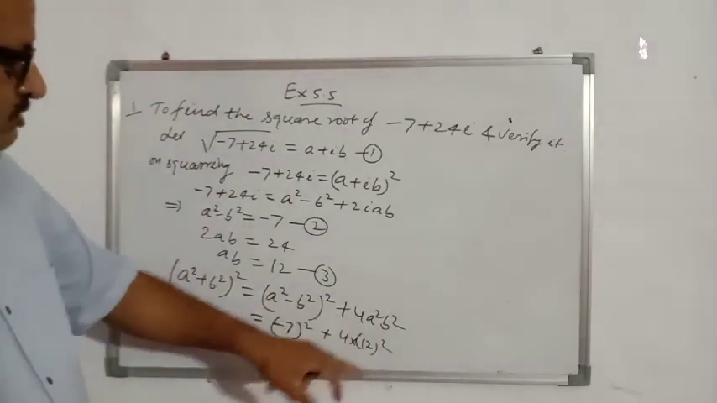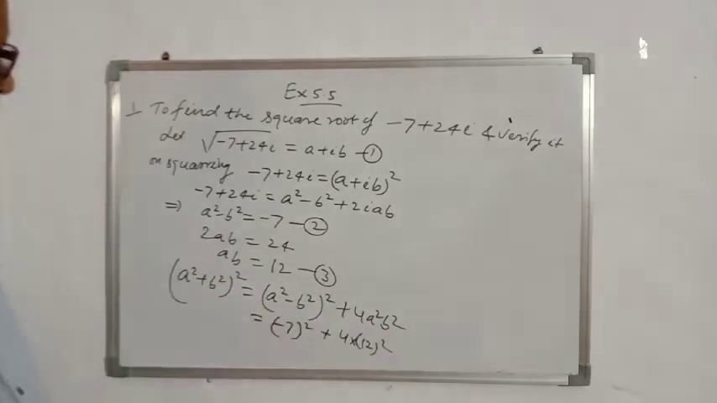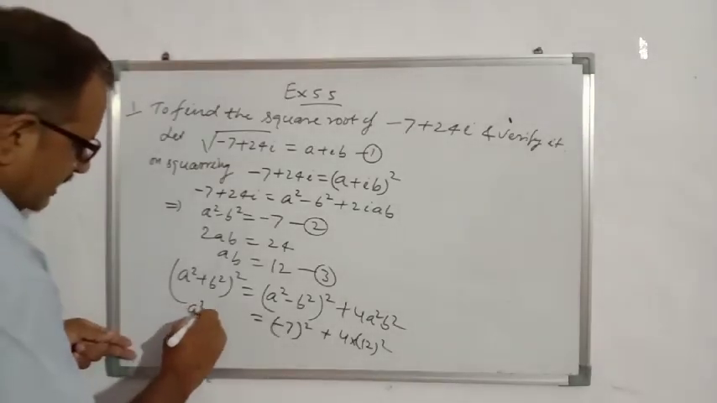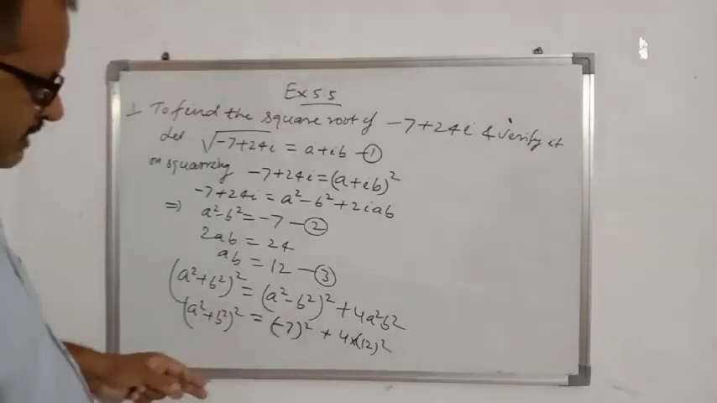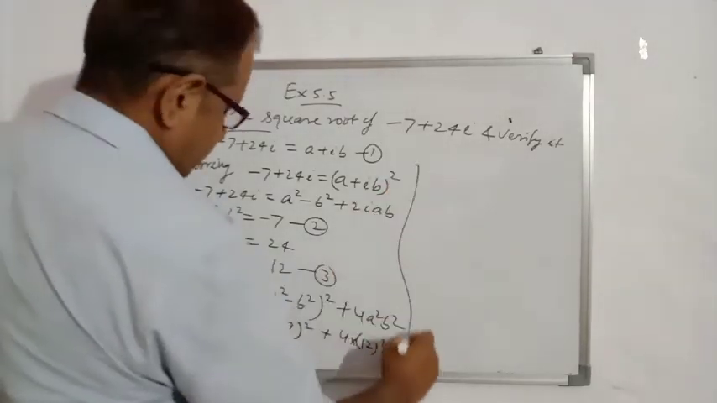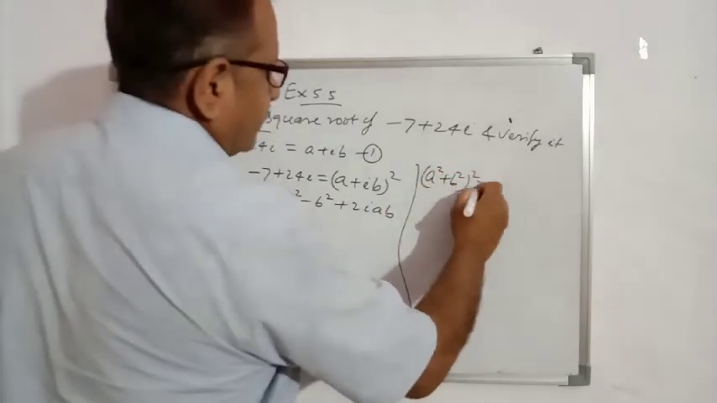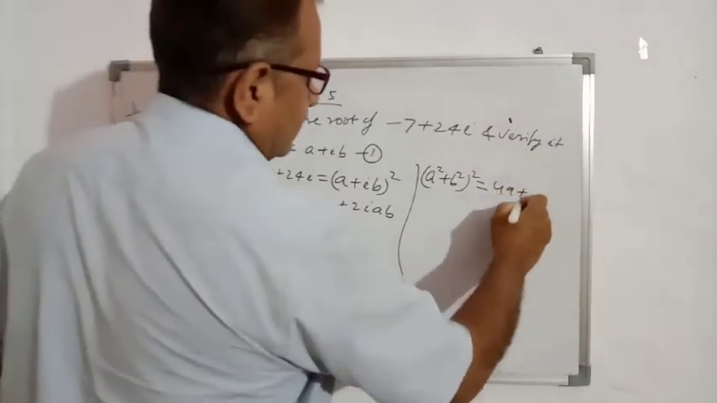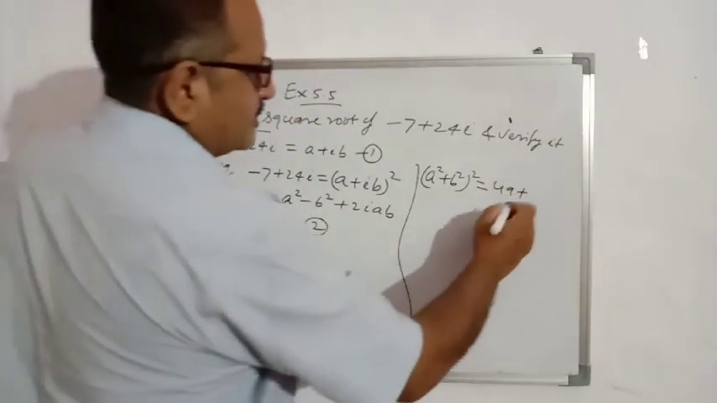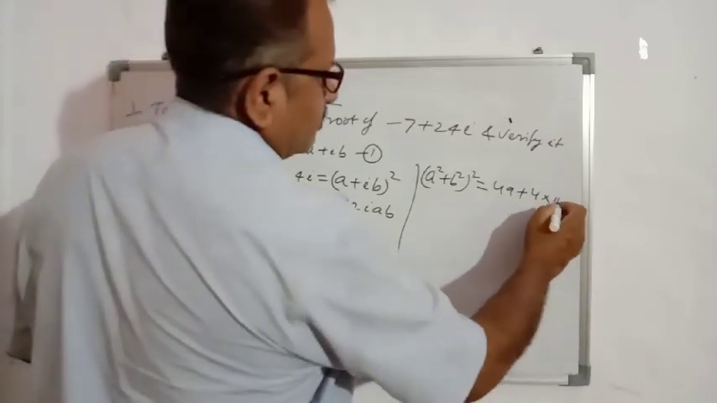For a square b square, ab is equal to 12. So put ab is equal to 12, so we can write 12 square. It is (a square plus b square) whole square, which is (a square minus b square) whole square, minus 7 whole square, it is 49, plus 4 into 12 whole square, means 144.